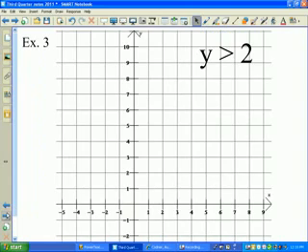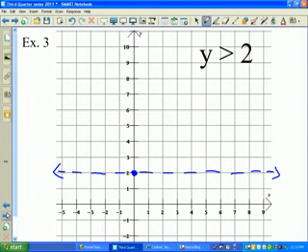Okay, two more. Now I have y is greater than 2. This is similar to what we were looking at earlier. So that means my point is on 2. Am I drawing a solid or a dashed line? It's going to be dashed. So now, which side am I going to shade? Remember the little hint that I gave you. If it's greater than, you're going to shade on top.